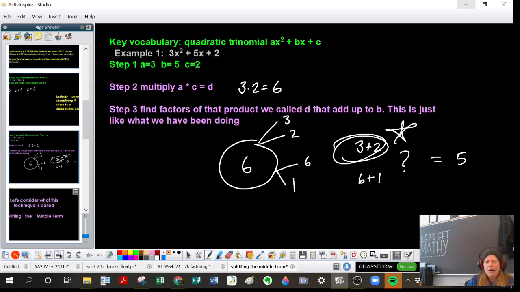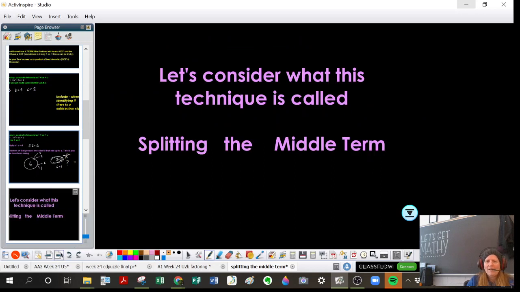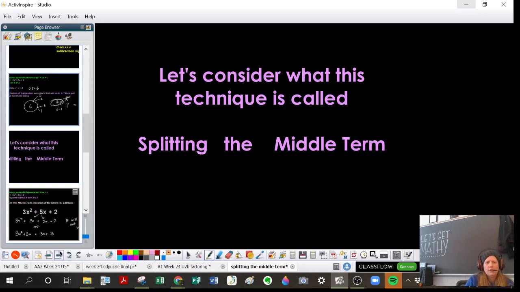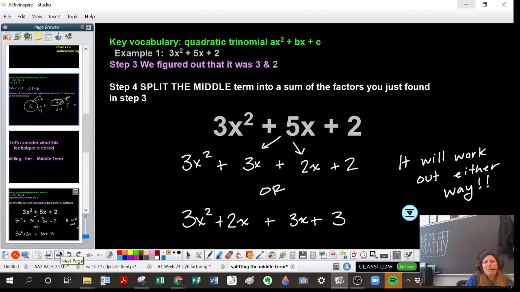Here comes the big moment when we learn why it's called splitting the middle term. So if we think about the word split, kind of means to break it up. And if we know what terms are, we know that that term is 5. That's our middle term. So I'm going to split that up into 3x plus 2x. And here's the super cool thing about this algorithm or technique. I could write it as 2x plus 3x.